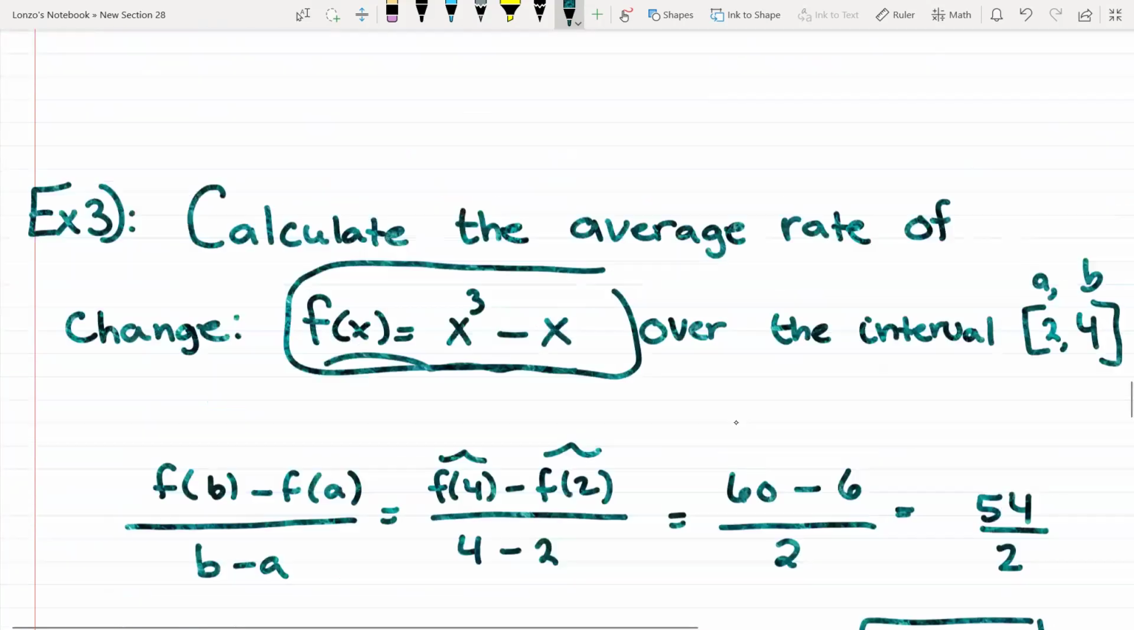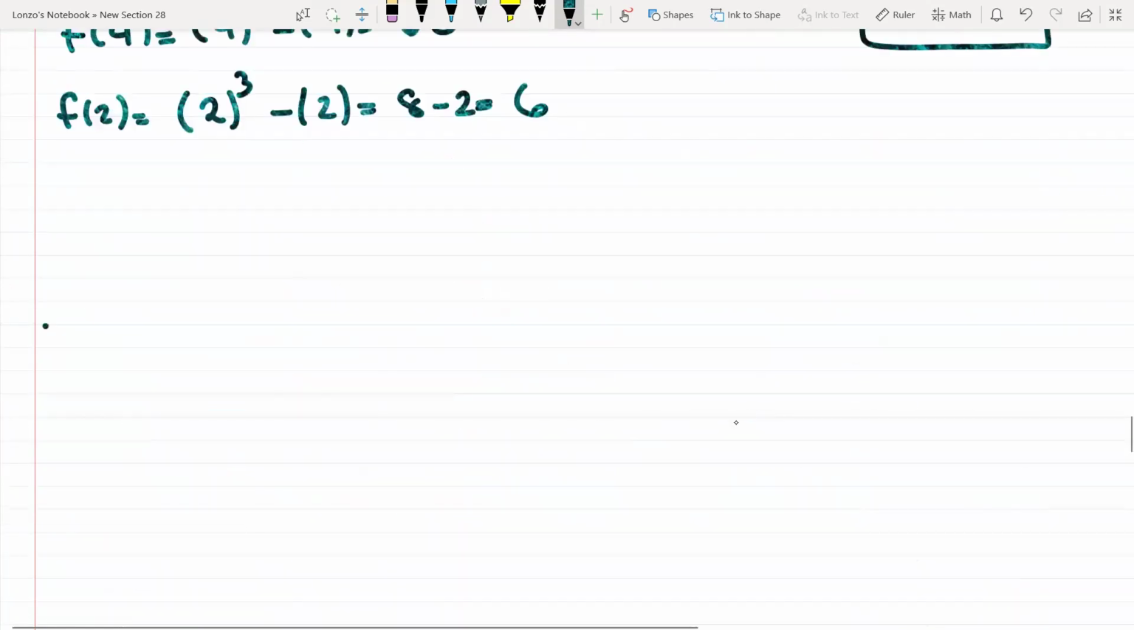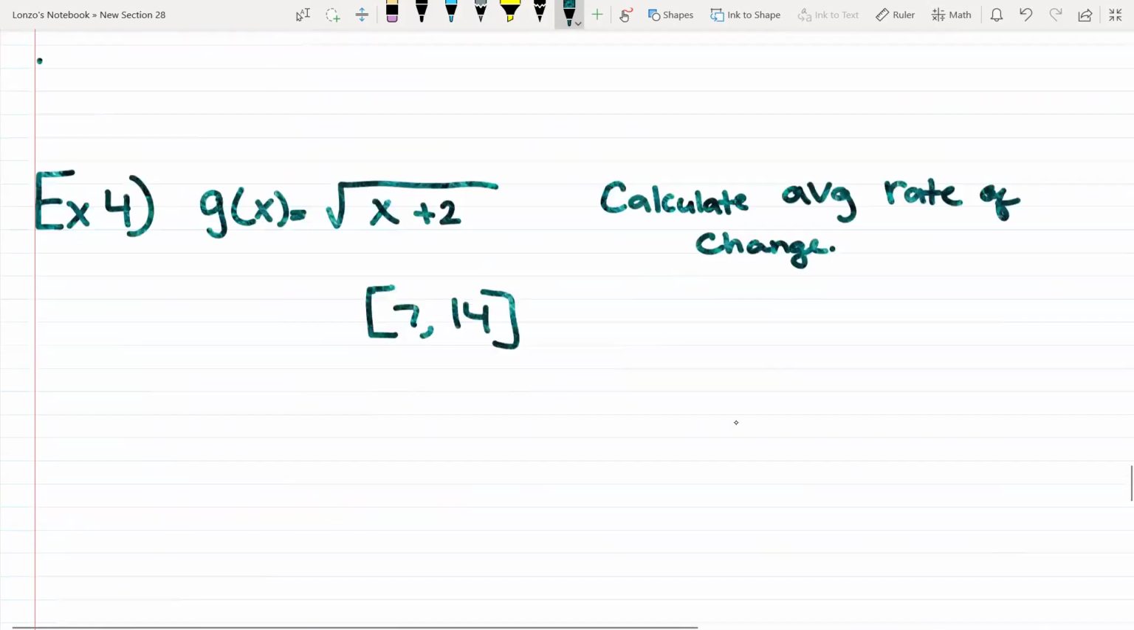Okay, so that was example 3. Let's move on to example 4. Example 4, same direction: calculate the average rate of change from the interval 7 to 14, where g of x equals square root of x plus 2. So it's just like example 3. We'll have to use a formula.